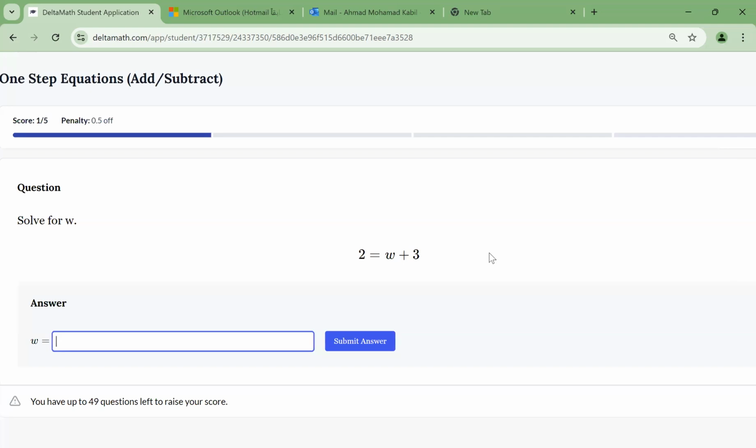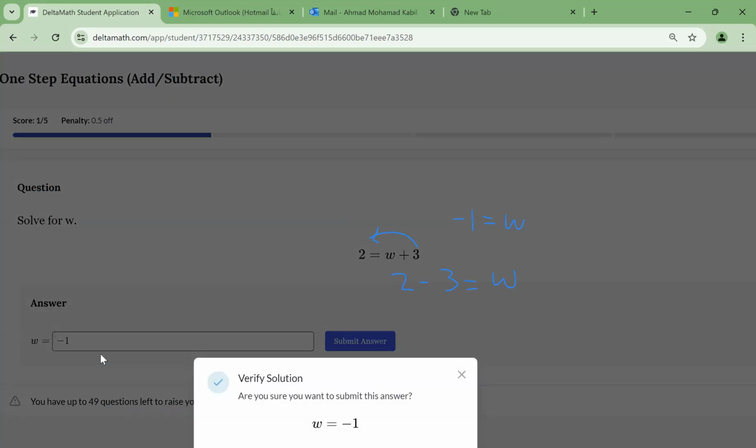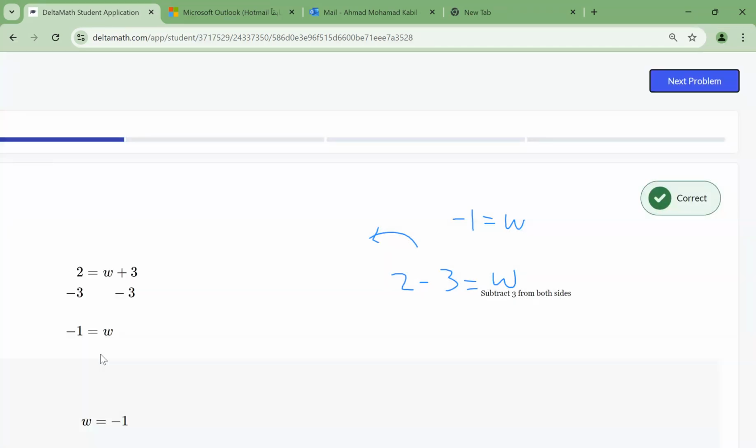Here we're trying to solve for w. Again, you can just take the 3 to the other side. So 2 minus 3 equals w. Therefore, -1 equals w. So w equals -1. And this is the correct answer here as well.